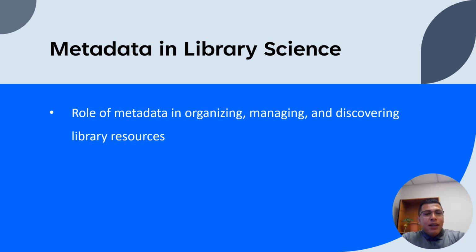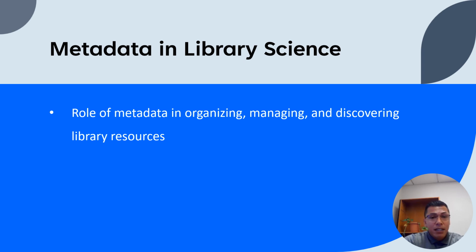So, now that we have a general understanding of metadata, let's focus on its role in library science. Metadata is a crucial aspect of library classification and management because it enables users to locate and retrieve relevant materials within the library. It serves several purposes in this context. Firstly, organizing. Metadata helps systematically arrange resources, making them more accessible and easier to find.